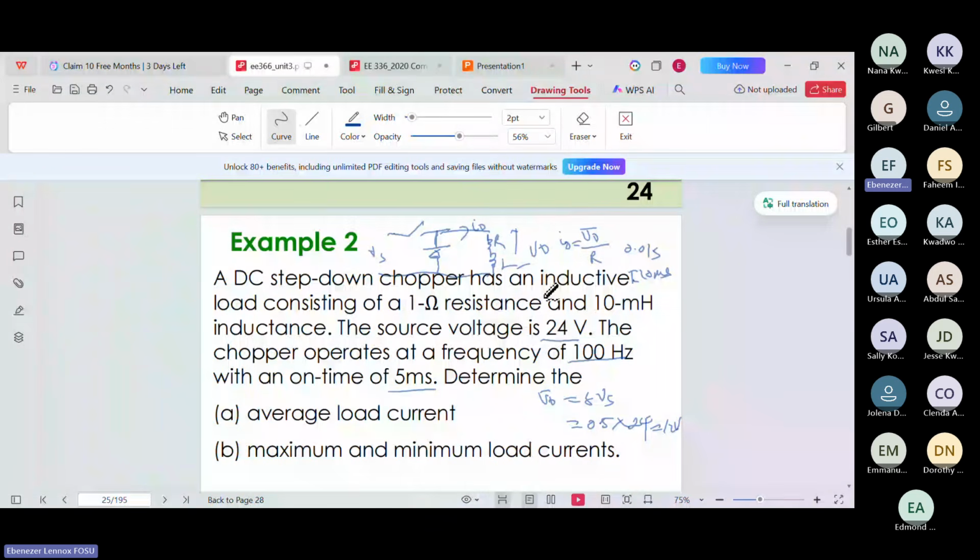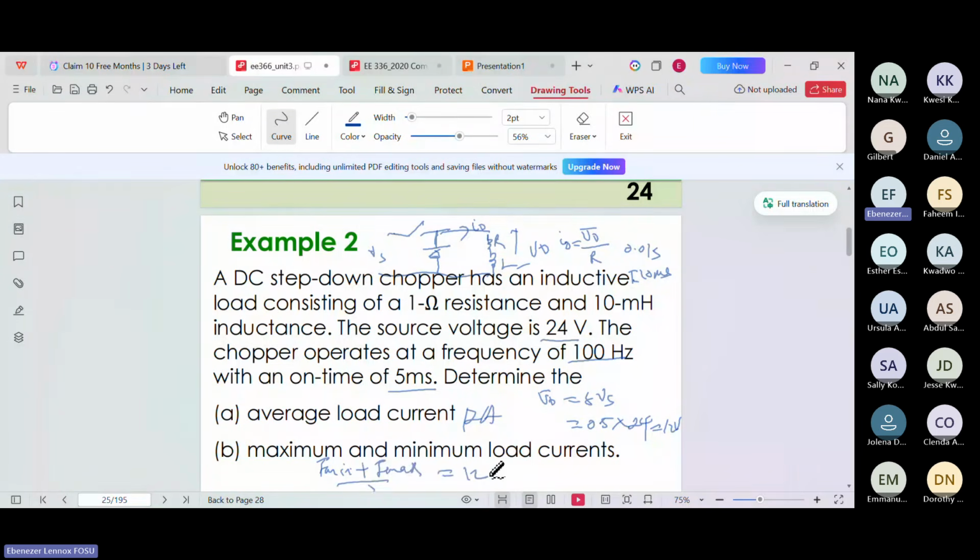The next question we need to answer is the minimum and the maximum load current. We are interested in I minimum and I maximum. We know the average already, so I minimum plus I maximum divided by 2 is equal to the average, which is 12. But this is one equation involving 2 variables, so we need to get another expression to be able to solve it.